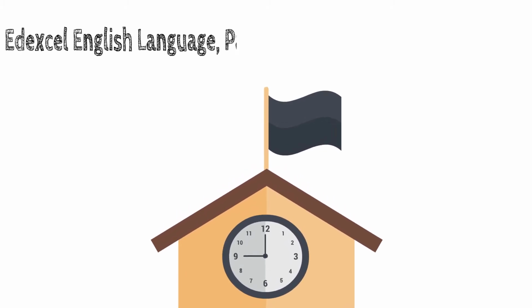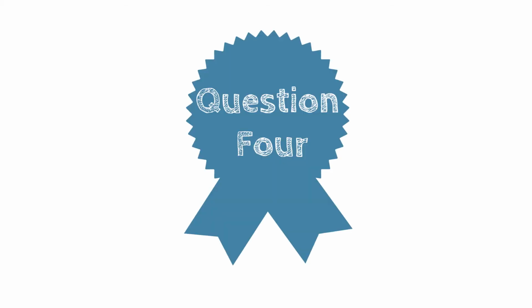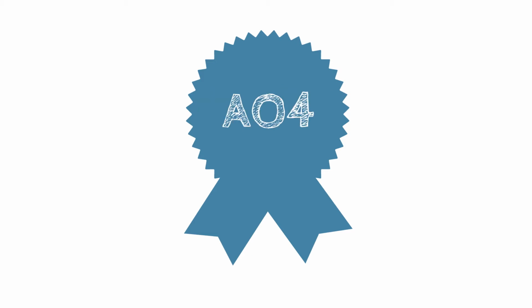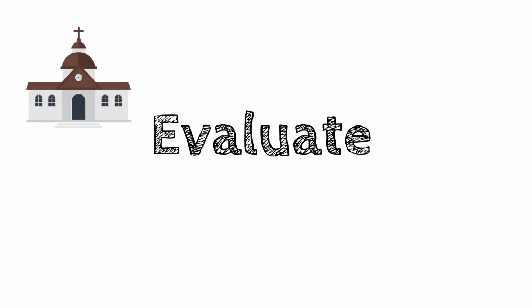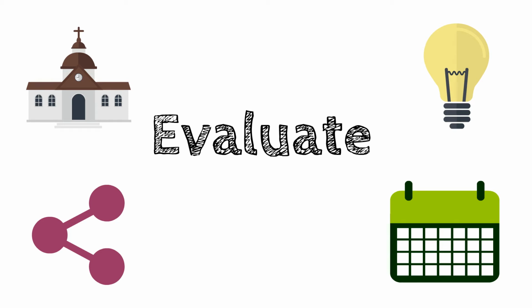Edexcel English Language Paper 1, Section A, Question 4. Question 4 is an evaluation question, and you're being asked to look at the effectiveness of the text as a whole. It assesses AO4, and the mark scheme asks you to evaluate the use of the settings, ideas, themes, and events within the text. Remember that you don't need to evaluate all 4 of these things.